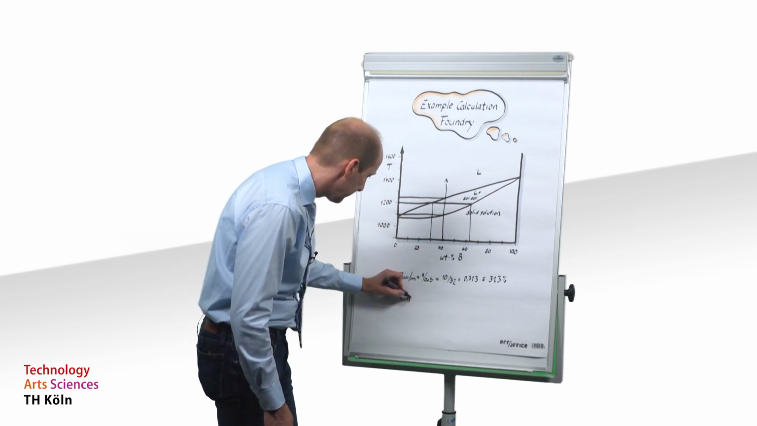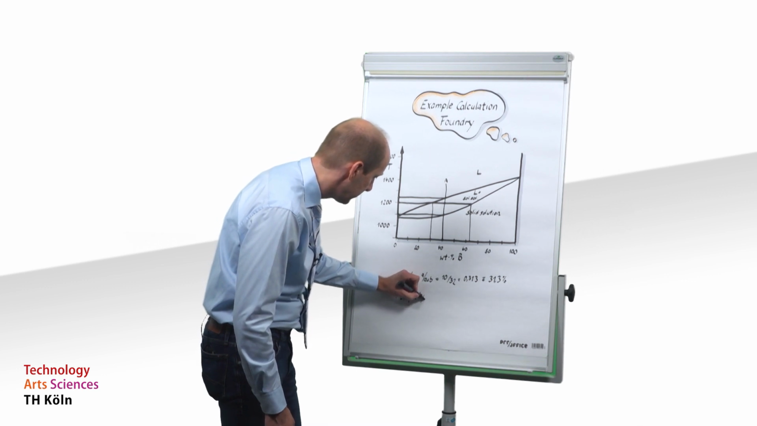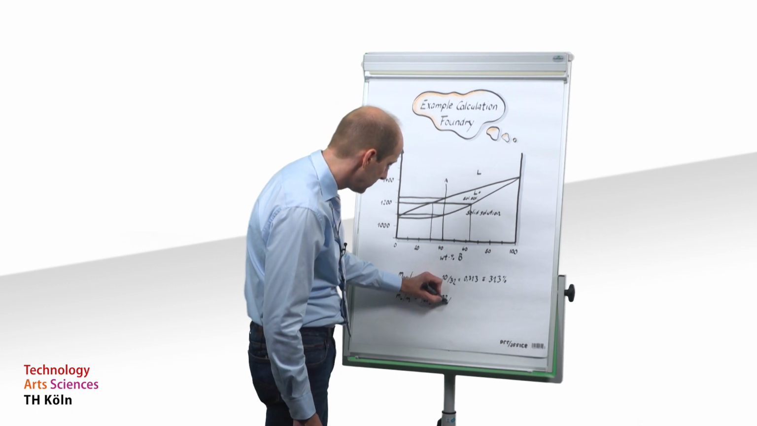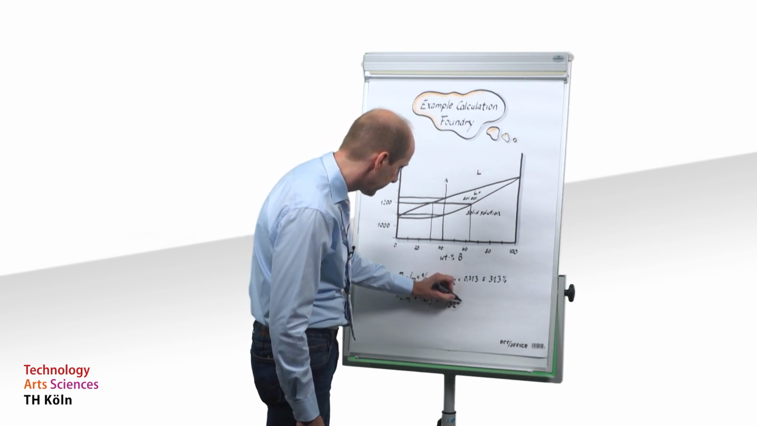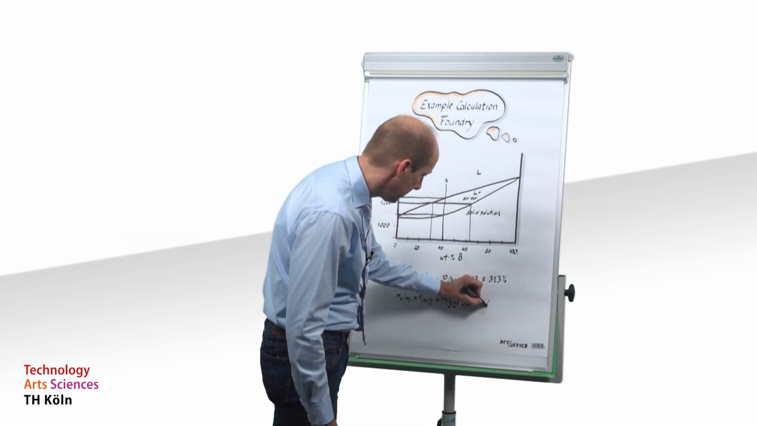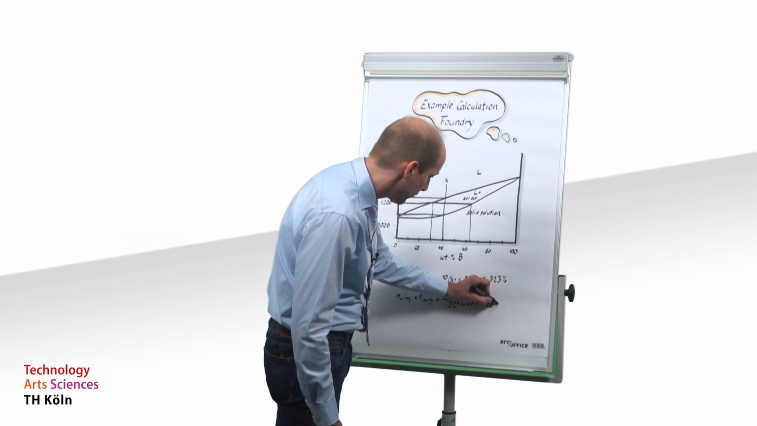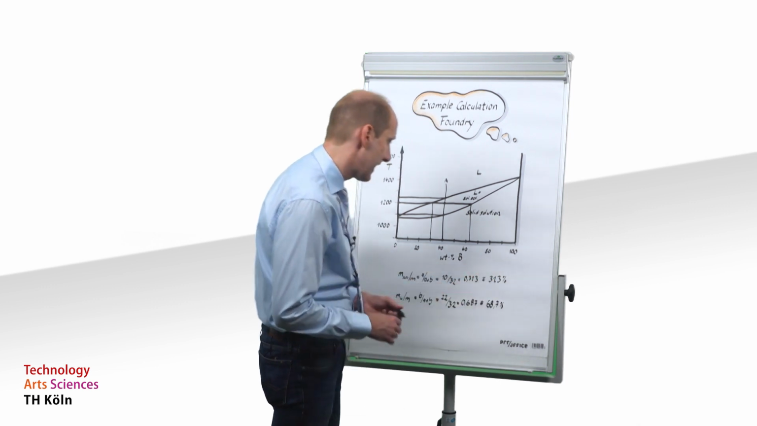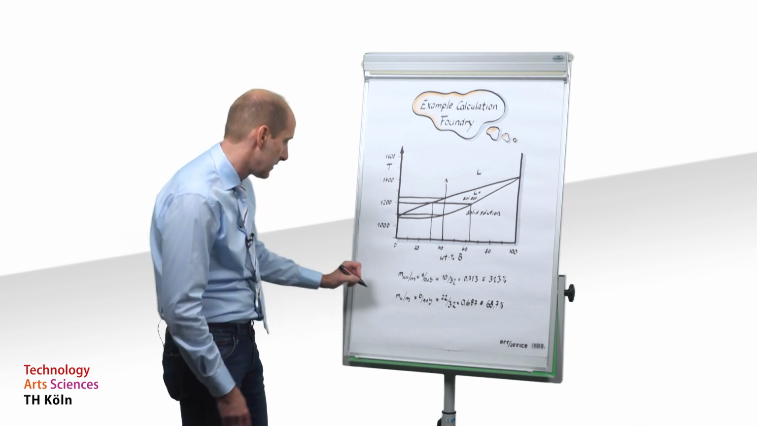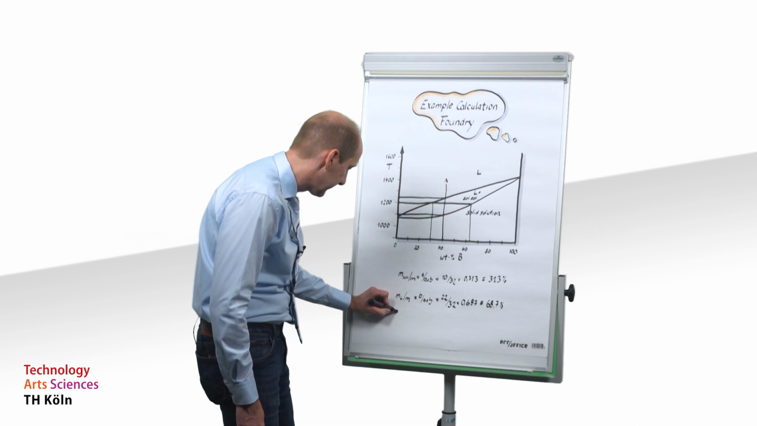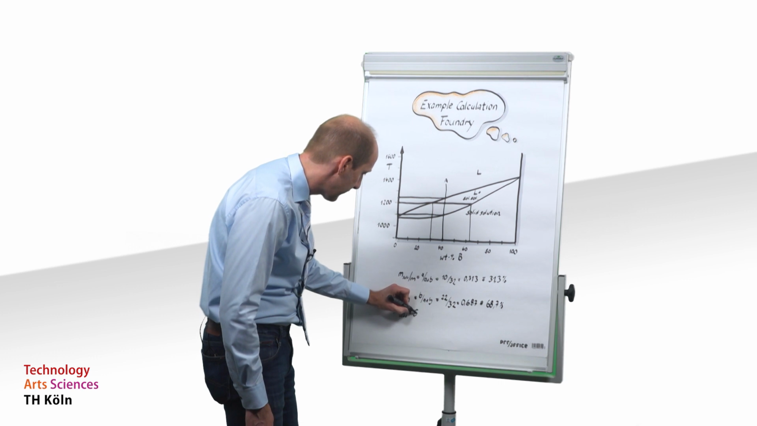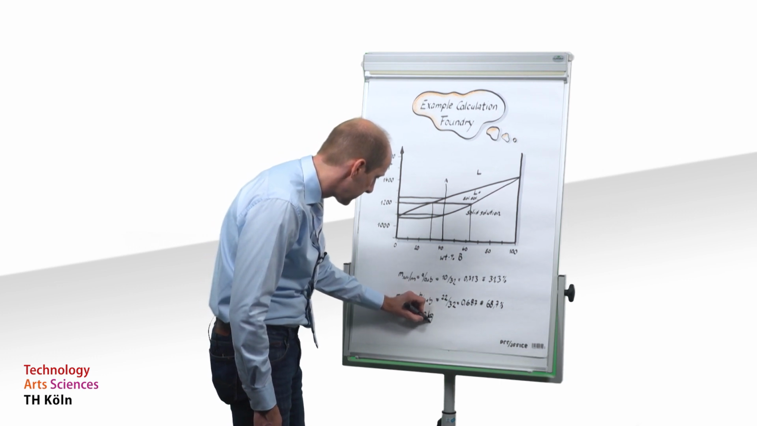ML divided by M equals B divided by A plus B equals 22 divided by 32 equals 0.687, meaning 68.7%. So the mass fraction of melt is 68.7%.